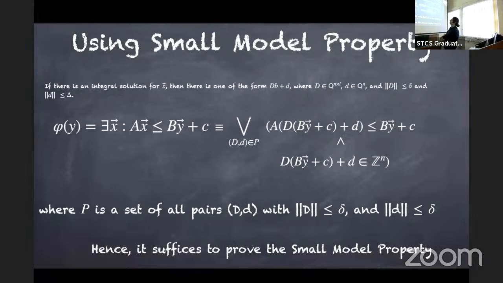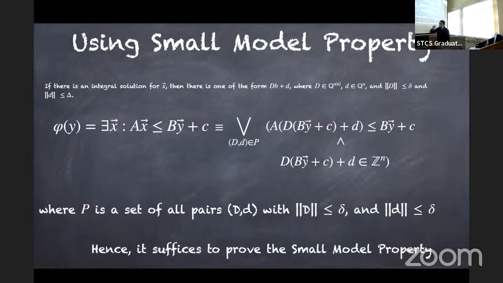So now, using the small model property, it's trivial that this actually implies a solution to our problem, right? Why? Because your formula was of the form there exists x, Ax less than or equal to by plus c. Now just replace your x with D by plus c plus d, from using the small model property. And then what you want is to iterate over all the possible D's and d's pairs. There are only finitely many, exponentially many such pairs.